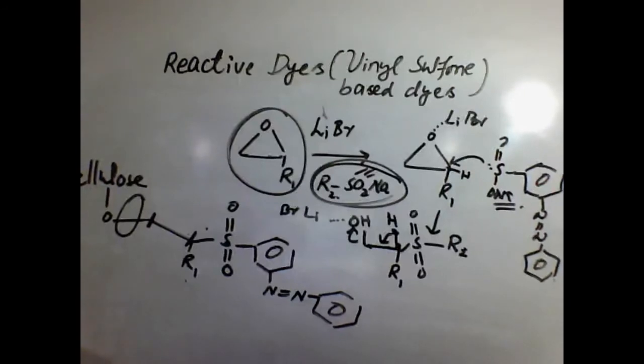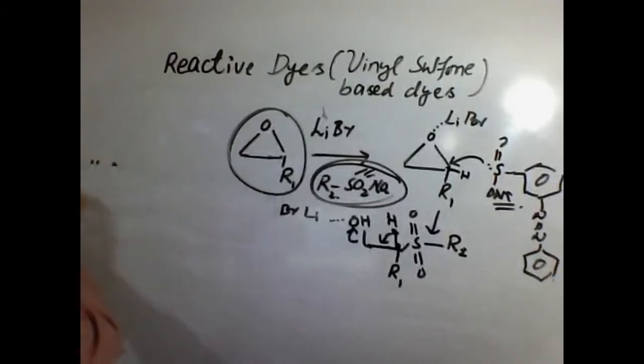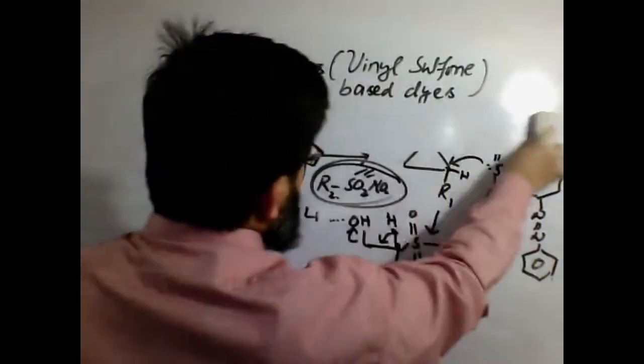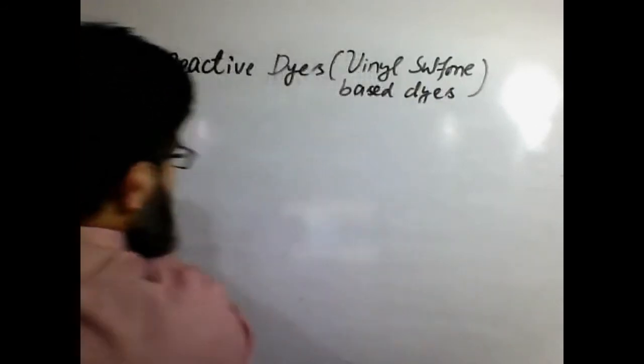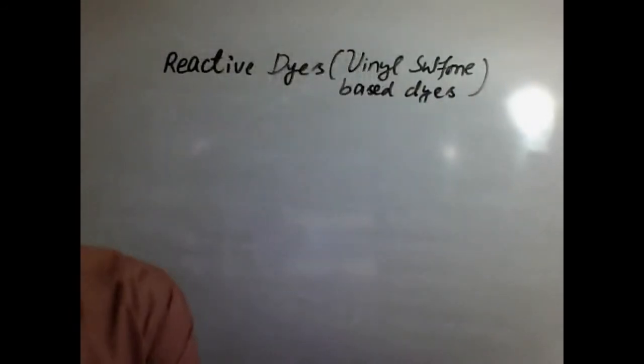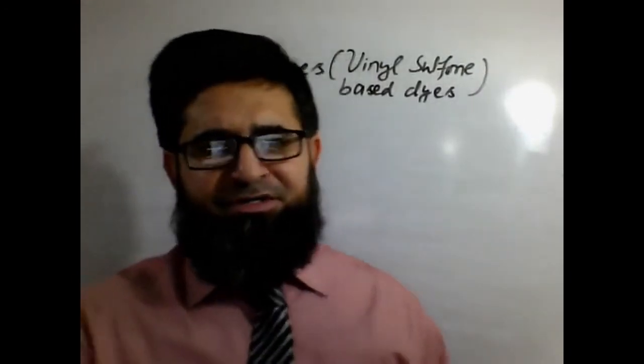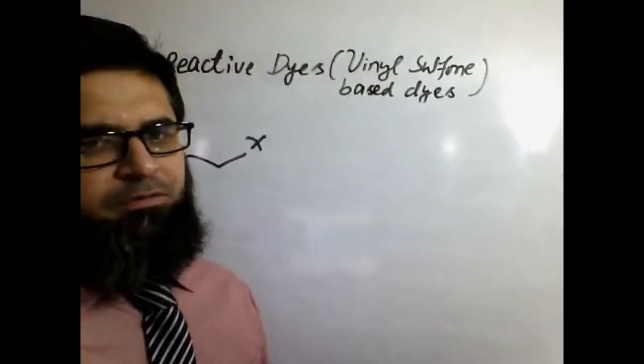So this is one of the reactions, one of the ways that vinyl sulfones are produced. However, I have another, very simpler reaction as well, very much known for the production of vinyl sulfone dyes, that can also be discussed for the preparation.